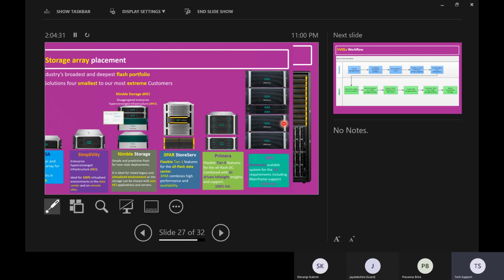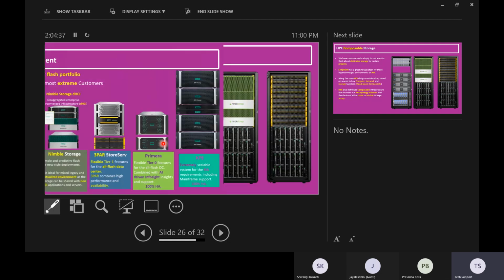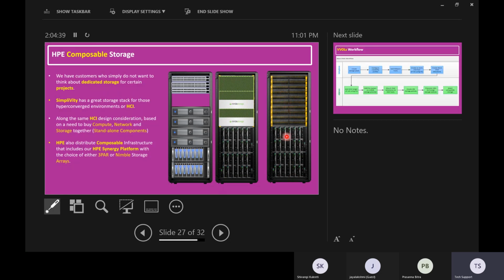This 3-par storage looks like this, the same one I highlighted in the previous diagram. 3-par storage looks like this. Nimble storage looks like this. Okay, the same point I highlighted here. One rack is with HPE Synergy frames along with 3-par storage, and another rack is HPE Synergy frames along with Nimble storage. But how the customer chooses depends on the customer requirement and budget.